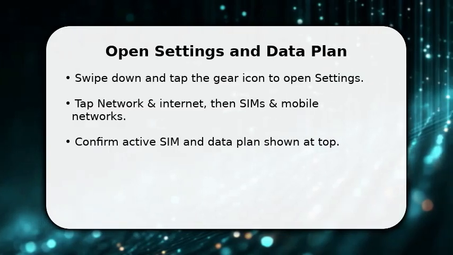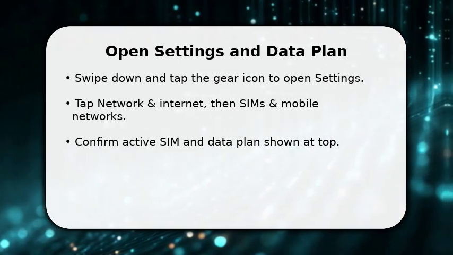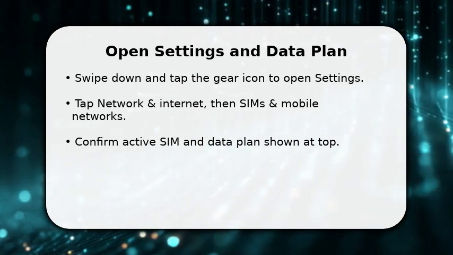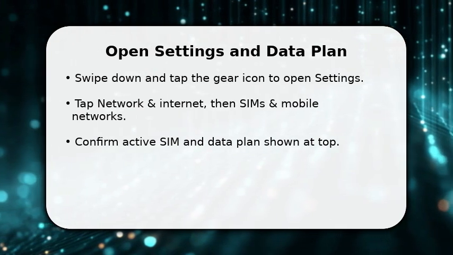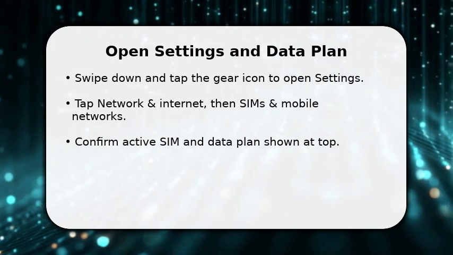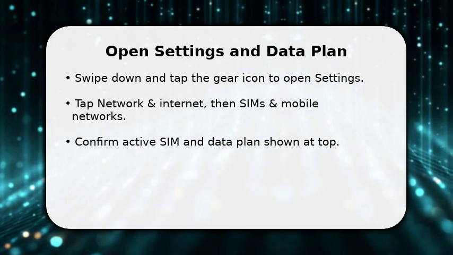You start by opening settings and confirming which SIM or eSIM is active. This ensures you check the correct data counter. Once done, tap Network and Internet, and then SIMs and mobile networks to reach per SIM controls. Make sure mobile data is enabled if you want live tracking. Otherwise, you can still view historical usage.